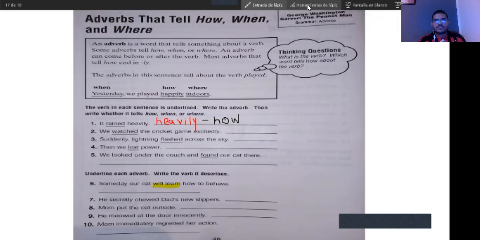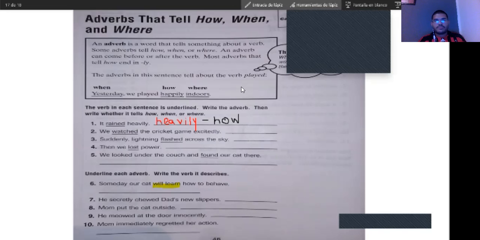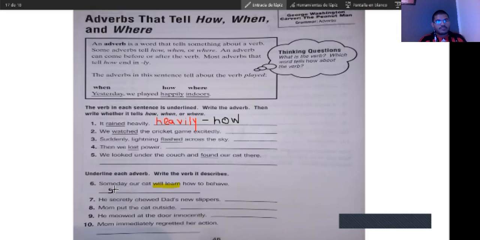And which is the adverb? Someday, because it tells us when. Someday. I'm gonna write here. Someday.